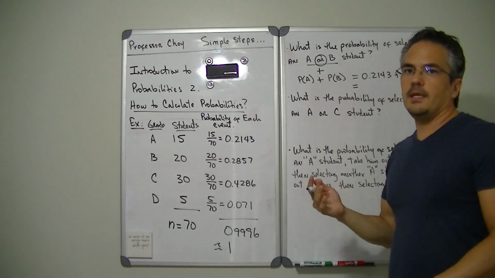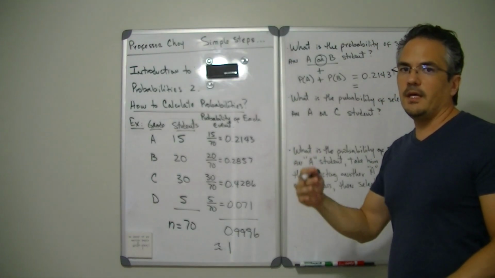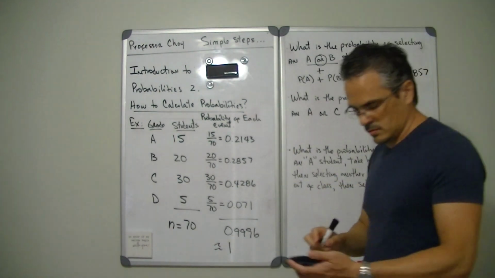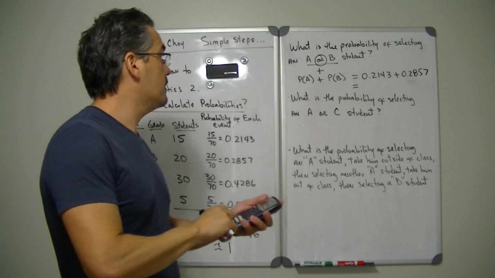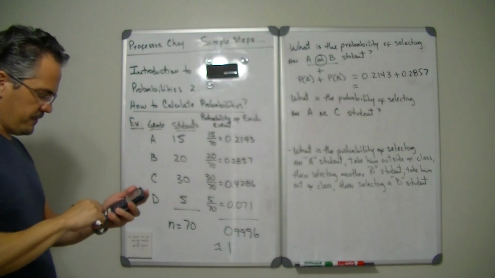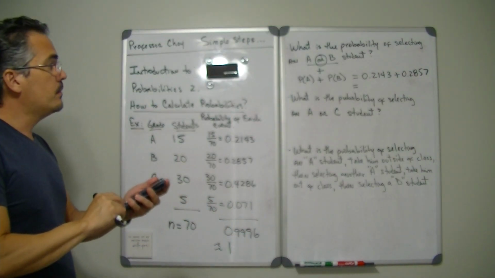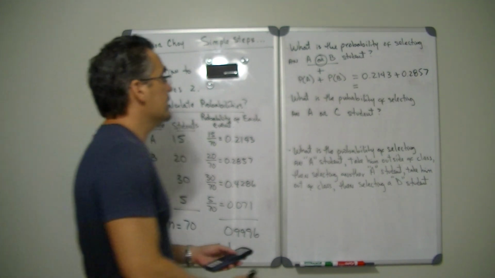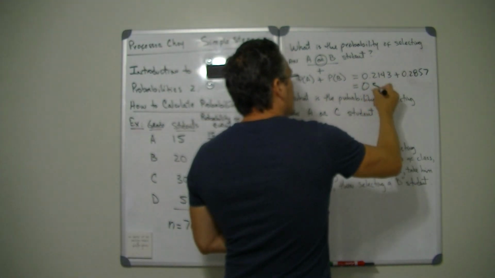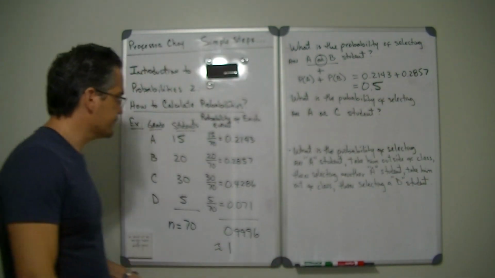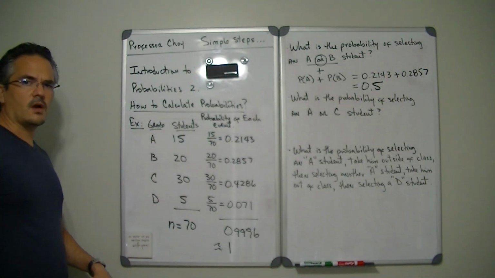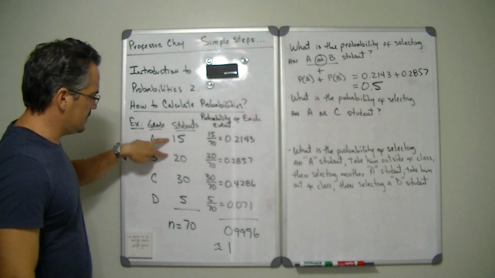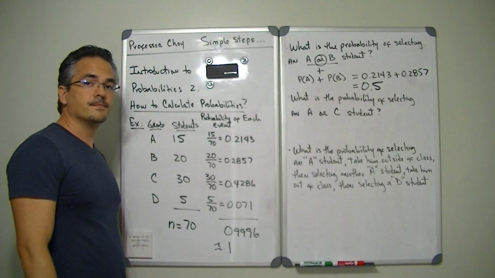Therefore, the probability that I pick somebody who's an A or a B is the addition of those two. So 0.2143 plus 0.2857, and that gives me 0.5. Alright? And again, it gives me 0.5 because it's basically add those two, which is 35/70.